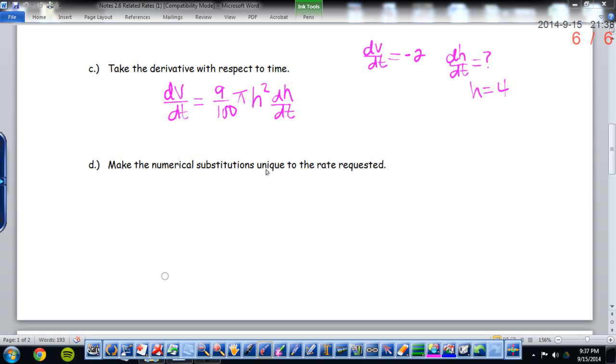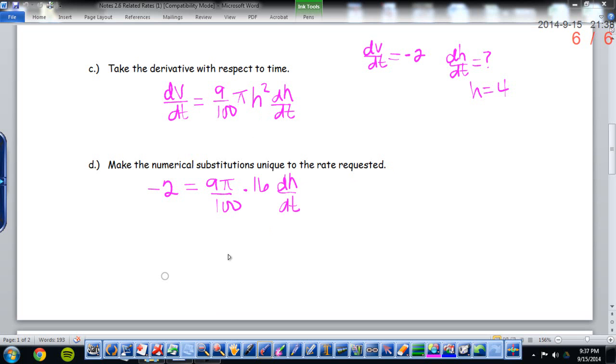requested. So we are trying to find dh/dt, and I just need to plug in all the other parts that were given to me. So dV/dt we know is -2, equals 9 pi over 100. I'm going to plug in an h. I'm going to plug in 4 for h, so 4 squared is 16. And then I'm looking for dh/dt.